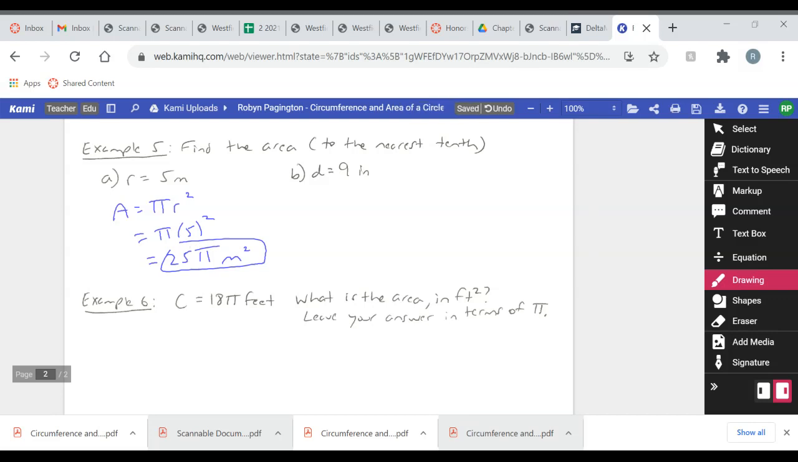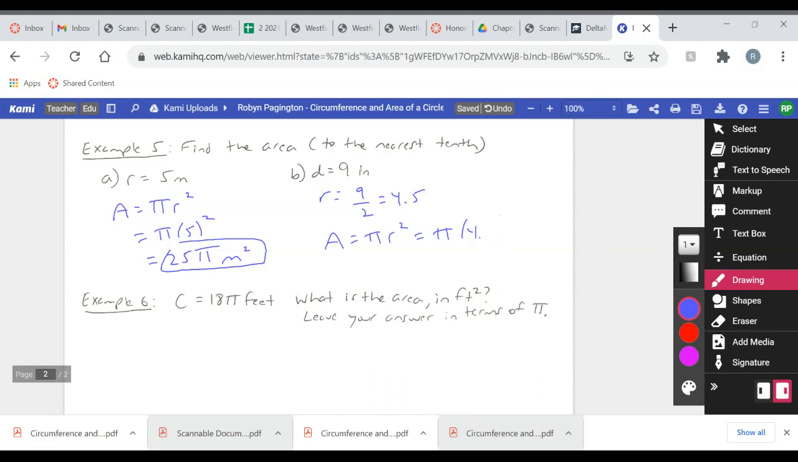Okay, and then on B, again, I end up with the radius is 9 divided by 2, which is 4.5, and the area is equal to pi r squared, which is pi 4.5 squared. And when I plug that in my calculator, I end up with 63.6 inches squared.